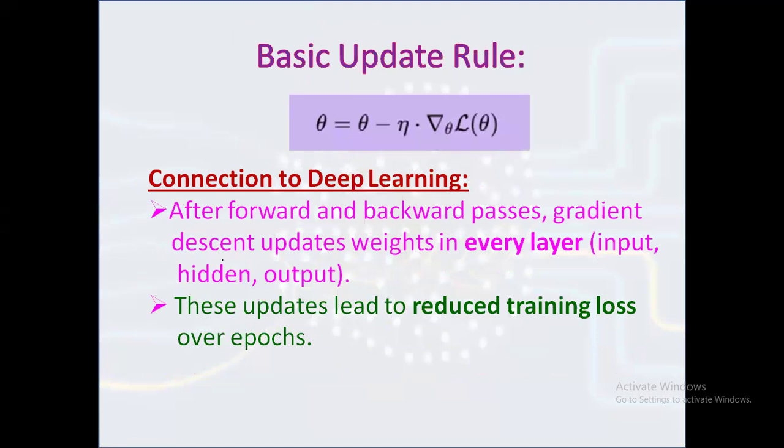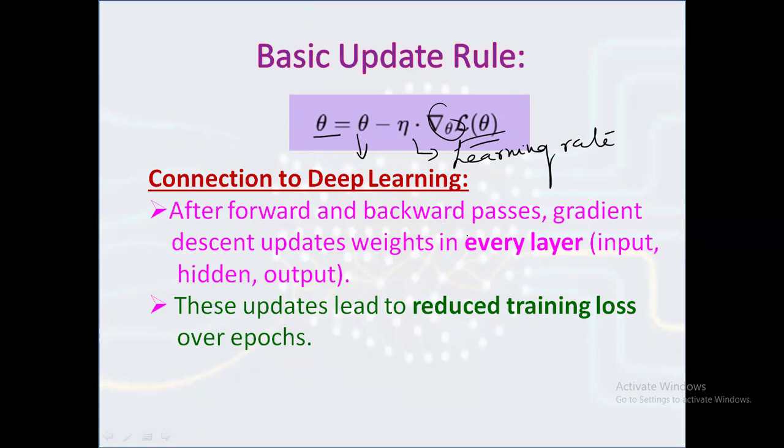We'll see the equation. The general update rule is given by theta equals theta minus eta times del theta of L(theta). Here, theta represents the weights of the model. Eta represents the learning rate. What do we mean by learning rate? It controls how big each update step is. And del theta of L(theta) is the gradient of the loss function with respect to the weight value.